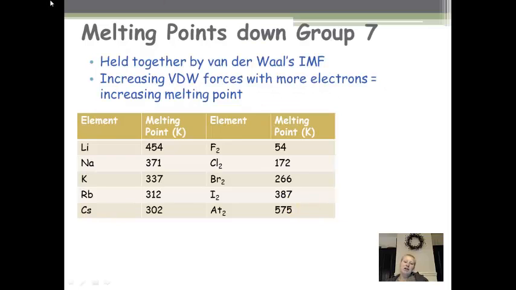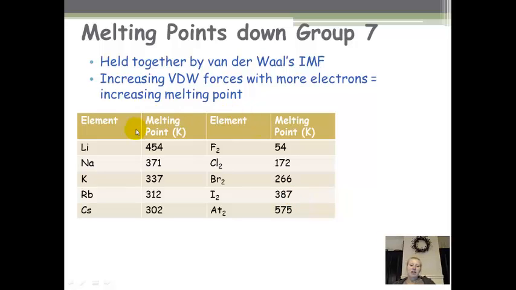So if we talk about the halogens first, group 7, remember these are all held together by van der Waals intermolecular forces, because they're all nonpolar, and so they only have those instantaneous dipoles. So as you get bigger and bigger, you have more electrons, so you have more instantaneous dipoles, meaning that your van der Waals forces are increasing, which makes your melting point increase. It's harder to pull them apart.